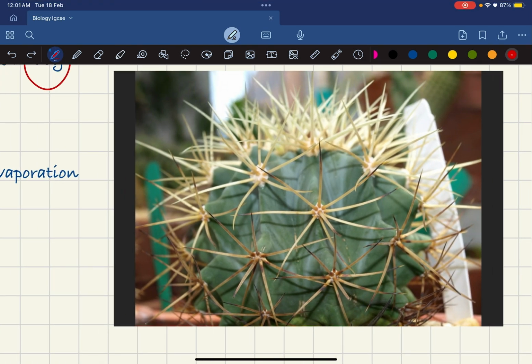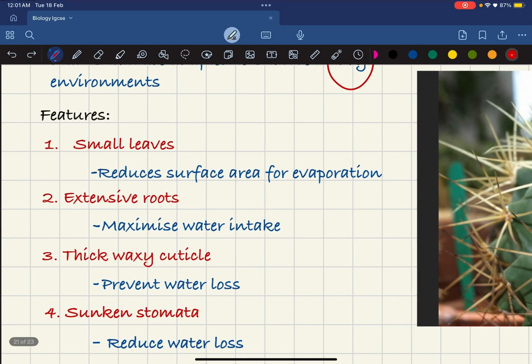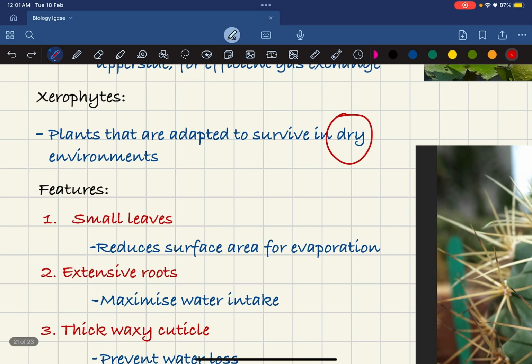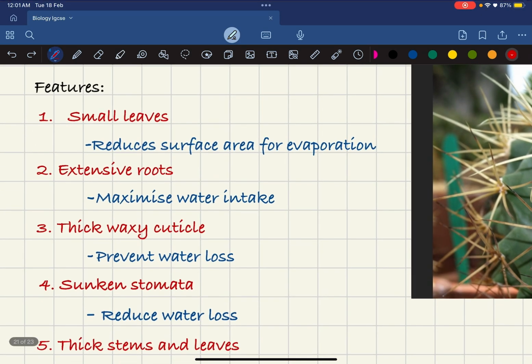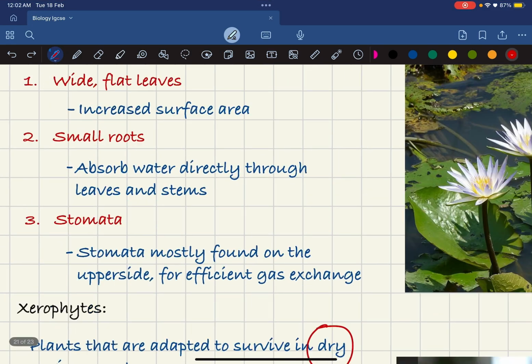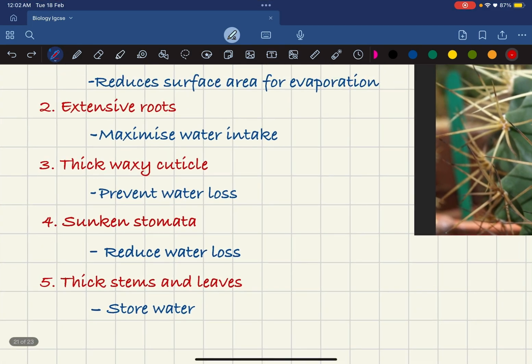In simple words, all leaves have a cuticle, okay? But cactuses have thicker ones, so that less water is lost. Because they want to survive, and for xerophytes, their main goal is that they don't lose much water. And for hydrophytes, their goal is that they don't have too much water.